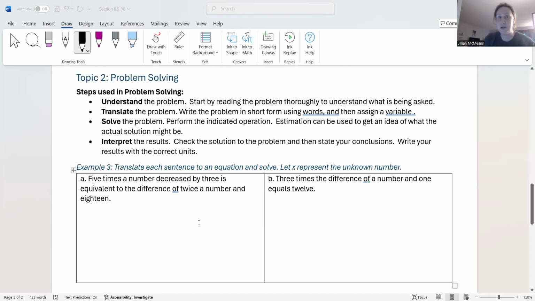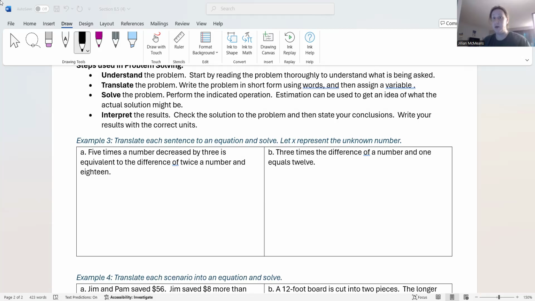Example three says translate each sentence to an equation and solve. We're going to let x represent the unknown number. For part A, it says 5 times a number decreased by 3 is equivalent to the difference of twice a number and 18. Our variable is going to be this unknown number that shows up twice. We also need to understand that "is equivalent to" is going to be the equal sign. Everything in this sentence that comes before "is equivalent to" is going to be the left-hand side of the equation, and everything that comes after the phrase is going to be the right-hand side of the equation. So let's build.